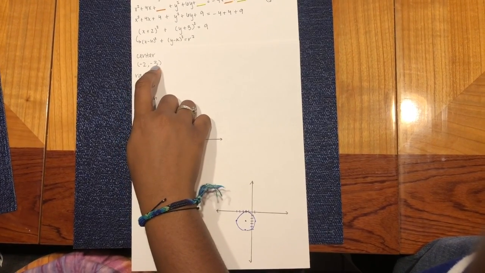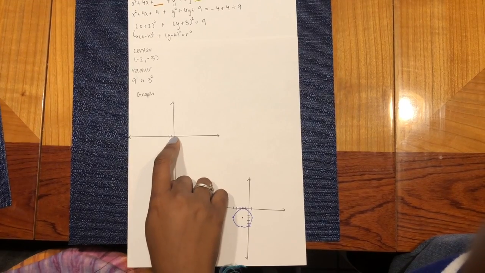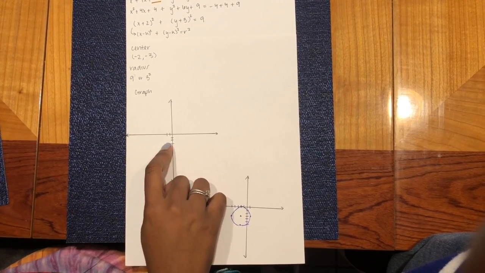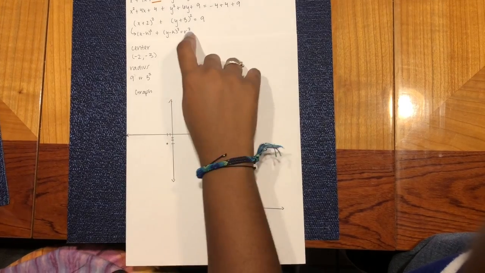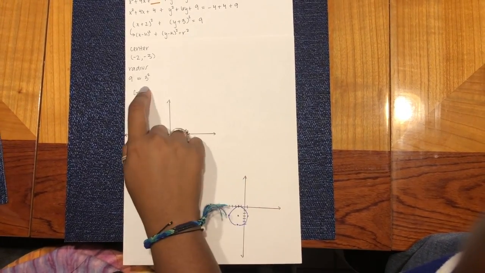Okay, so looking at our simplified formula, we can see now that we have -2 and -3 as our center coordinates. So we go ahead and plot that: -2 and then -3. And then our r squared is going to be 9, so our r is going to be 3.